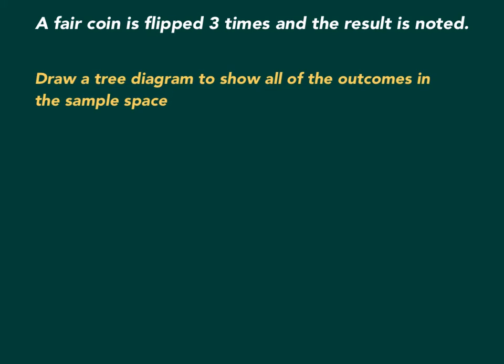Our next example. A fair coin is flipped 3 times, and the result is noted. Draw a tree diagram to show all of the outcomes in the sample space. So I'm not sure how familiar you are with tree diagrams, but I'll show you how we draw them here. We're going to start with a basic stem. So everything's going to come off this one main stem.